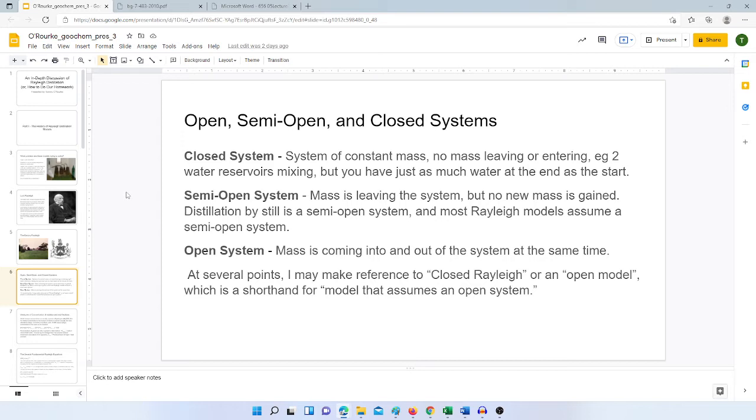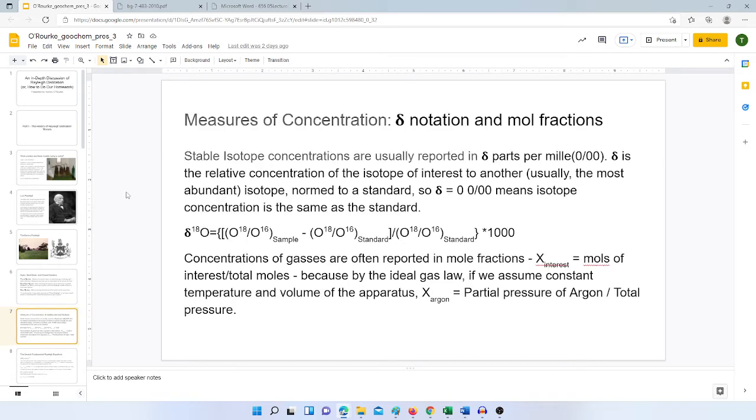We do need to also talk briefly about concentrations, which will also be reviewed for my classmates. So when we're dealing with concentrations of stable isotopes, we're usually reporting them in units of delta parts per mil, which is parts per thousand, actually. And what it is, it's a concentration of isotopes, one relative to another, that has been normed to a standard. So a delta of 0 means that the isotope concentration in this thing is exactly the same as the standard. And this is the formula for calculating it.